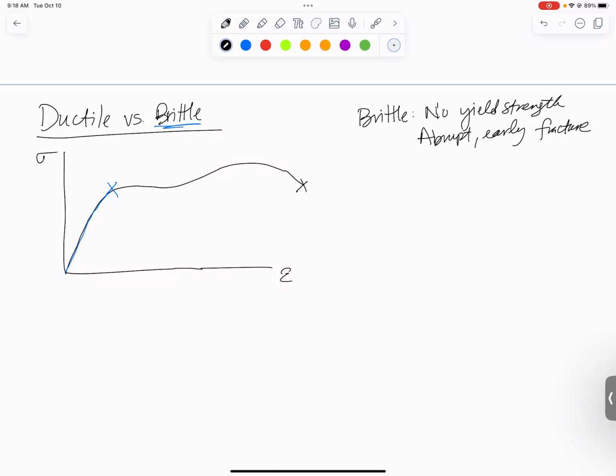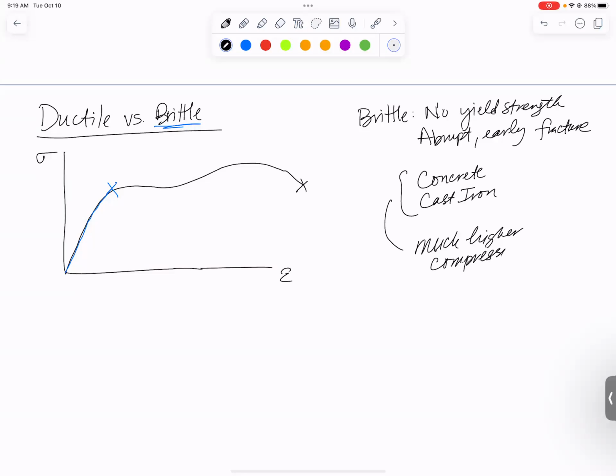A couple of brittle materials we use a lot in engineering are concrete and cast iron. And what you find is that they have much better properties in compression than tension. Much higher compressive strength than tensile. So that's kind of important to know.